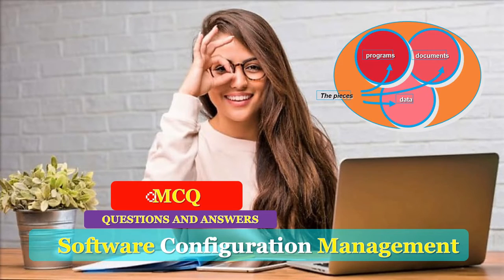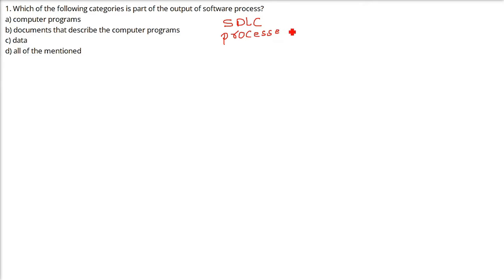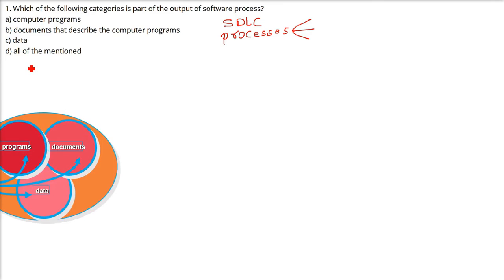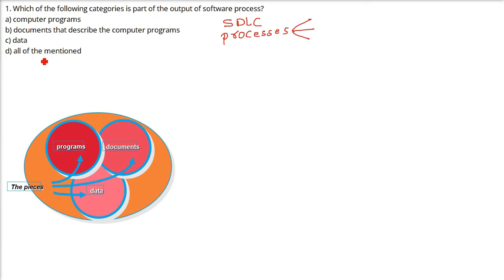In software configuration management, we are taking the multiple choice questions. This is under software engineering. Which of the following categories is part of the output of software process? So any software development life cycle you choose, there are software processes here, and there will be certain output. That can be document, that can be code. So the answer is all of these.